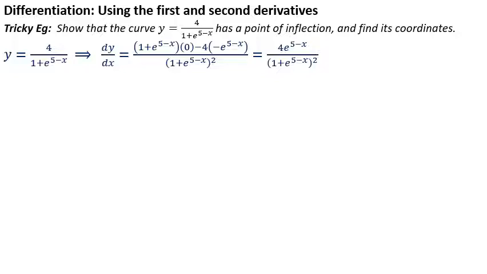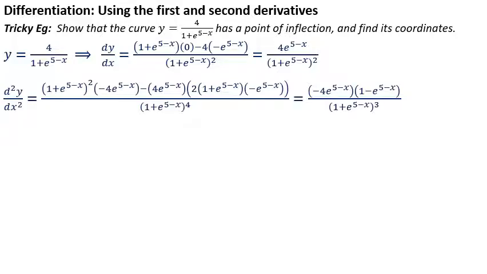The rest of this is just the standard quotient rule, bottom d top minus top d bottom over bottom squared, and you can look up the formula in the formula book. There's no requirement for you to memorize that. When we simplify it a little bit, you end up with 4e to the 5 minus x over 1 plus e to the 5 minus x squared. Takes a bit of messing around to get there, but once you've got it, you have the first derivative, and you're ready to do the second derivative.